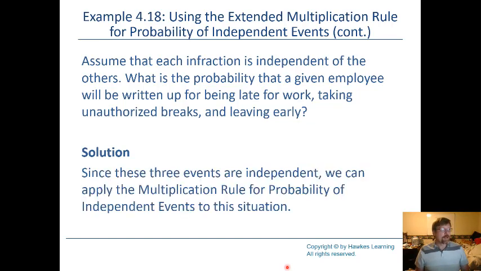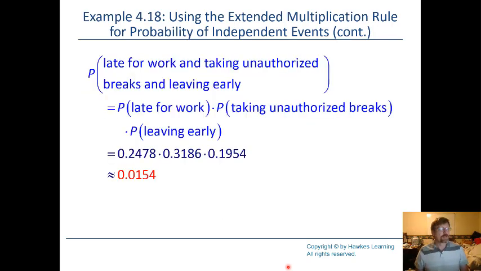Okay, since we've already noted that these three events are independent, we can just use the multiplication rule that we've just gone over to solve for this. Right? So probability of late for work times probability of leaving early times the probability of unauthorized breaks.